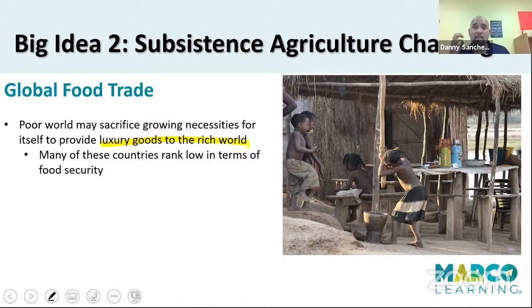All right. And again, they're unable to provide for their own people, and yet they're using prime agricultural land to sell a premium product. And again, it's one of those things. Do you try to build up your economy long-term by generating revenue by growing coffee for the rich world?